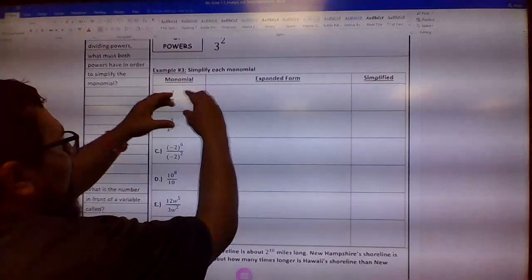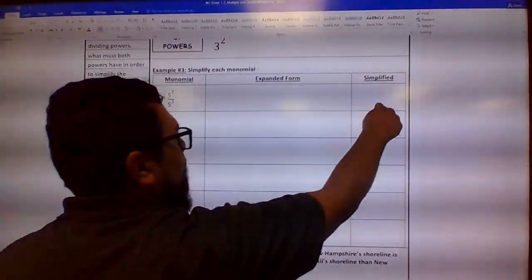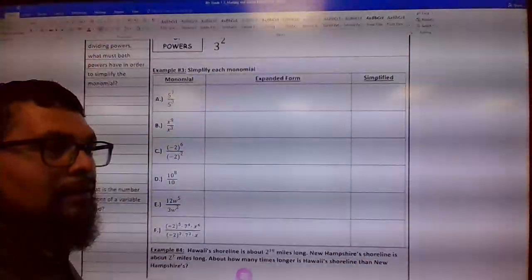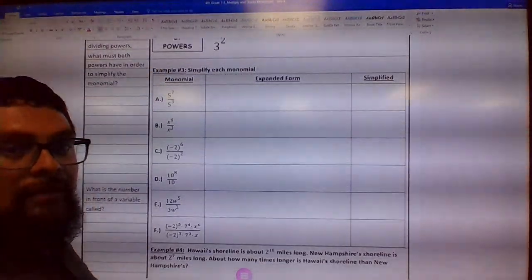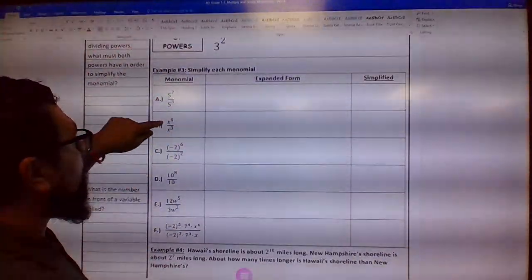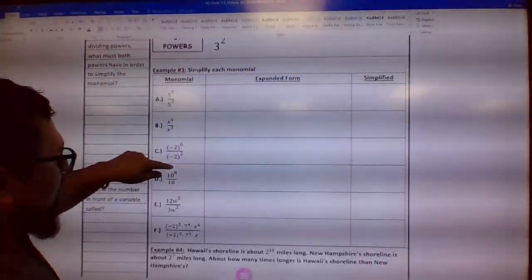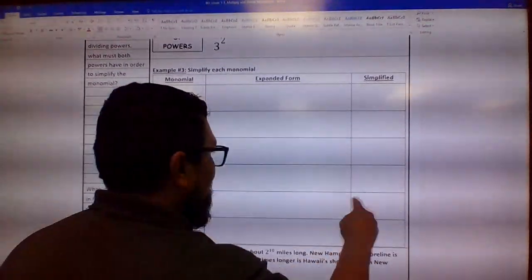That's what we ended up doing here. We expanded them, and when we crossed them off, we ended up getting 5 to the 4th. But the easy way, the simplified way, is just subtract the exponents. So 7 minus 3 is 4, so it's 5 to the 4. On this one, it's 10 to the 8th over 10 to the 1st. So 8 minus 1 is 7, so this would be 10 to the 7th.